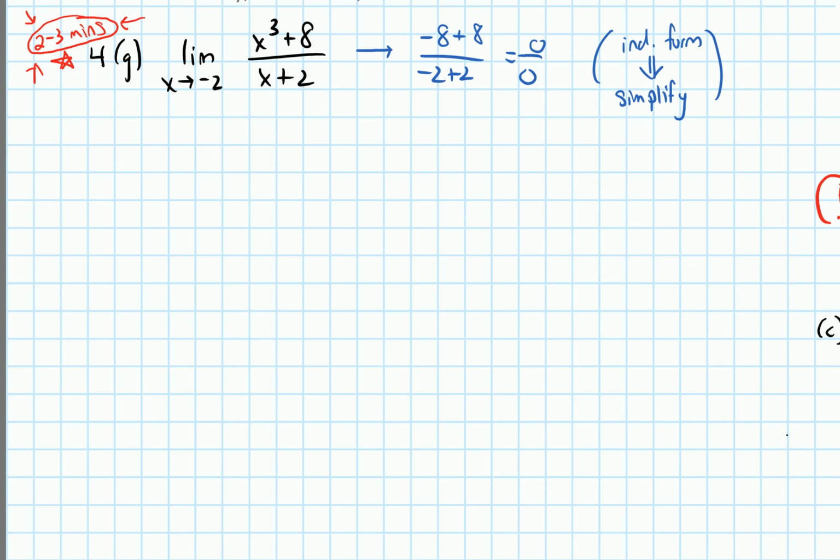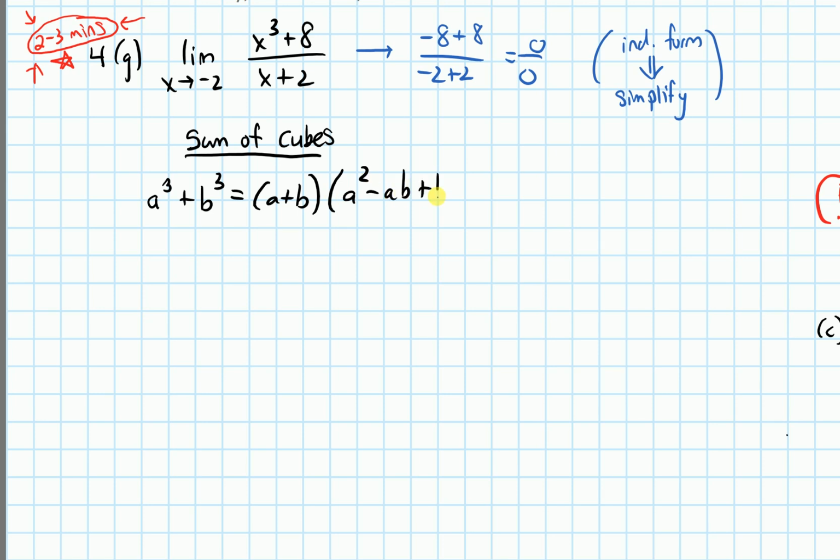So there's a formula I need to factor the top, and that is the sum of cubes. So let's review the sum of cubes formula. The sum of cubes formula is a cubed plus b cubed factors as a plus b times a squared minus ab plus b squared. So that's sum of cubes.